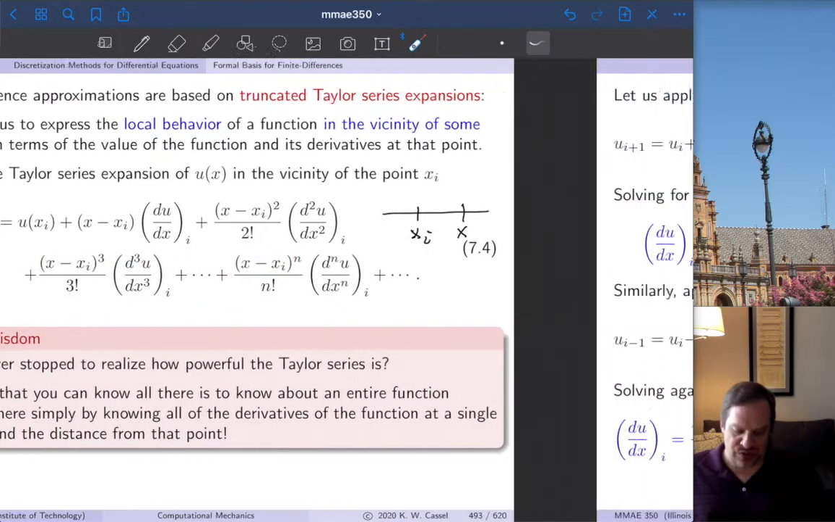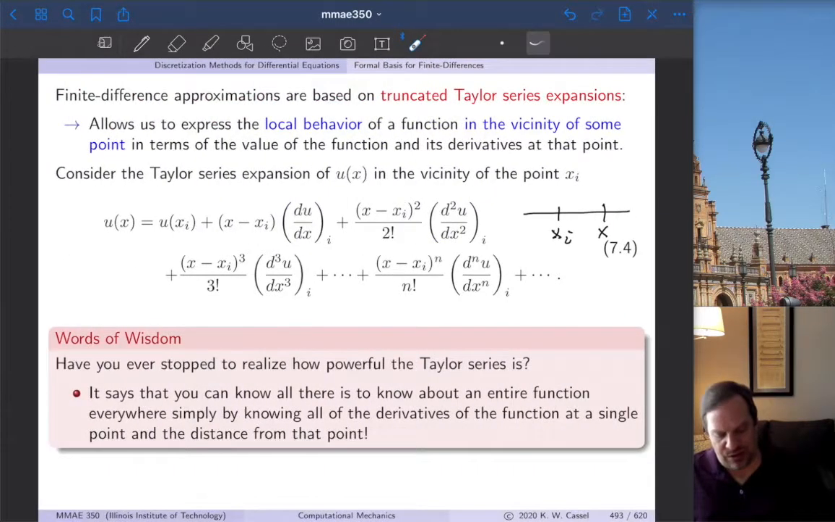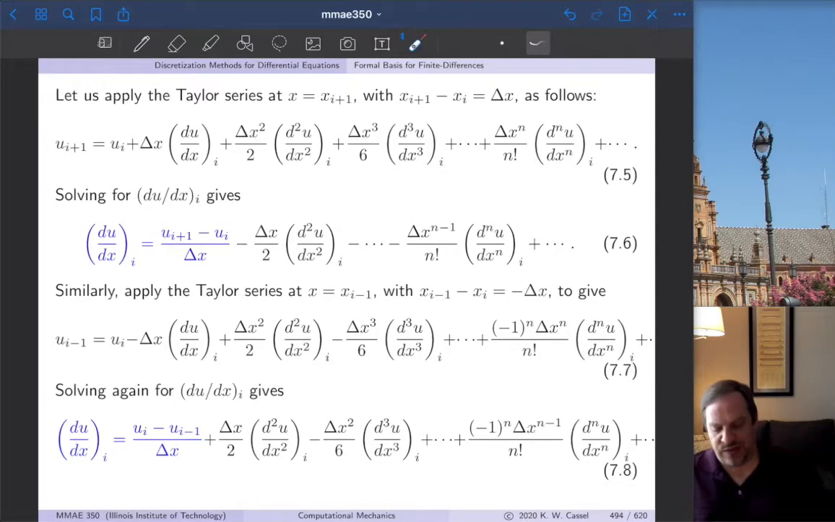And what we're going to do is apply that at various points. So first, I'm going to set x is equal to x_i plus 1. So remember, x_i back here is a specified point, and then x is a point I can move around on the x-axis. So now I'm going to fix x to be at x_{i+1}, so the next point to the right in my grid.